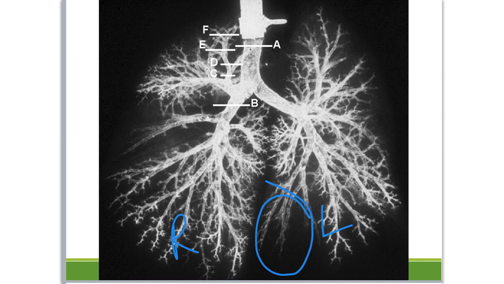So what we're seeing is just the conducting tubes. We're not seeing where the actual gas exchange is happening in this X-ray, and I'm not even sure how they were able to make that picture, but it does show you how things branch off and branch off and branch off. It kind of looks like a tree upside down.